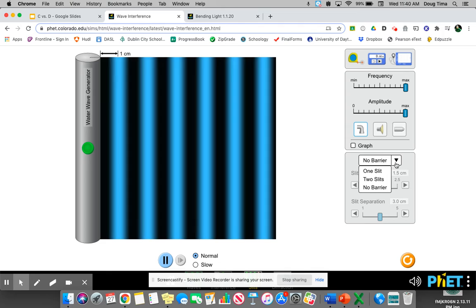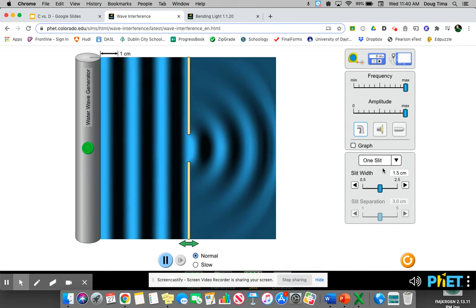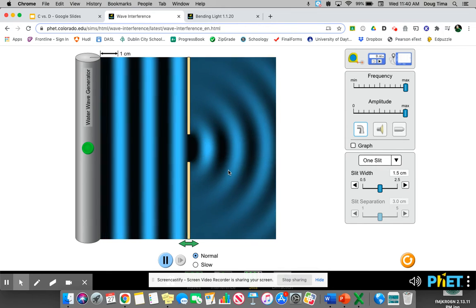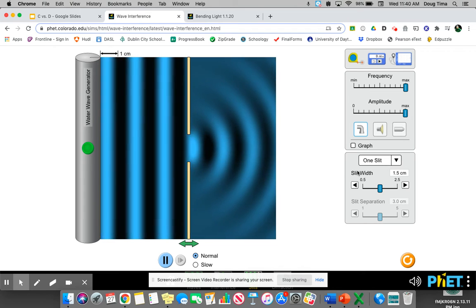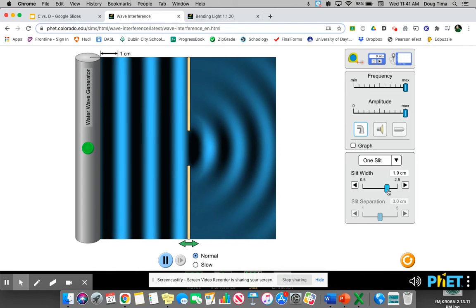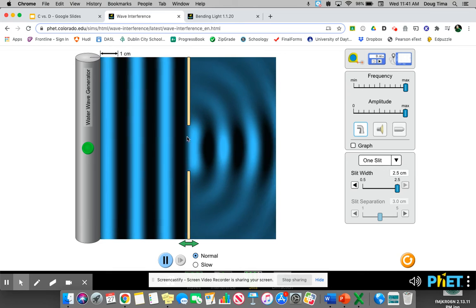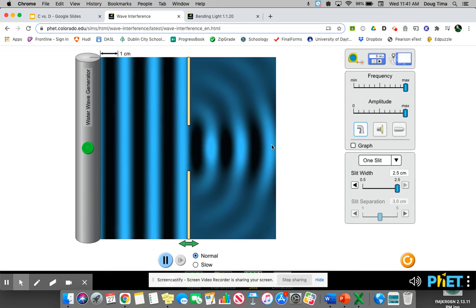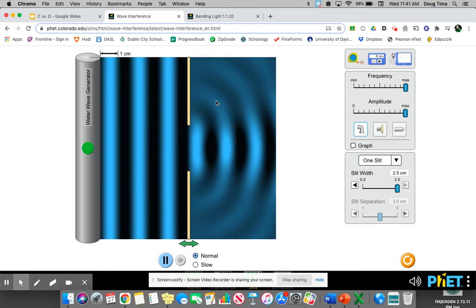Now let's add one slit. If you notice, it's going to diffract. It's going to bend around the medium. It doesn't go straight through. What if the slit gets bigger? Well, it doesn't round off as much because some of it can go through without being interrupted. If you were on a kayak or something, you could almost go straight through there. As you get here, it gets diffracted.